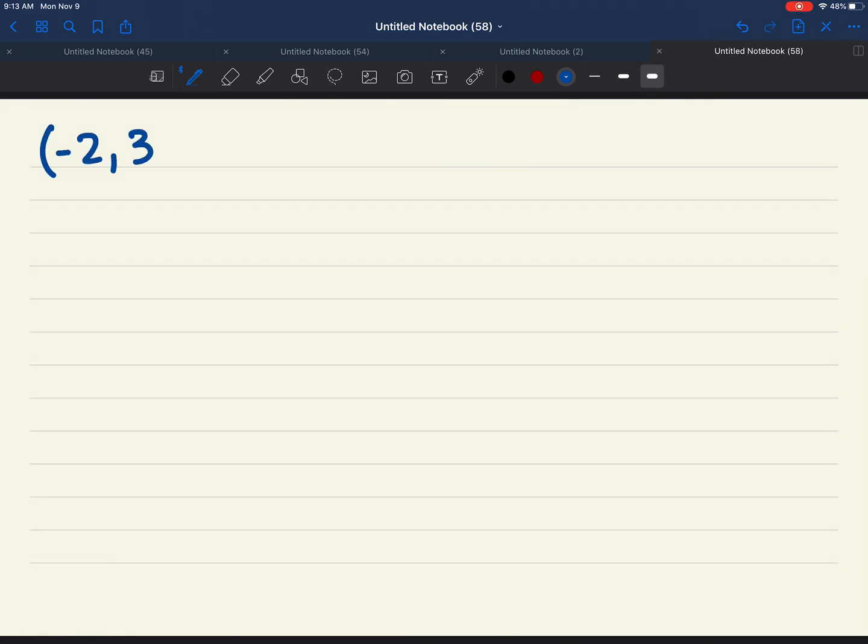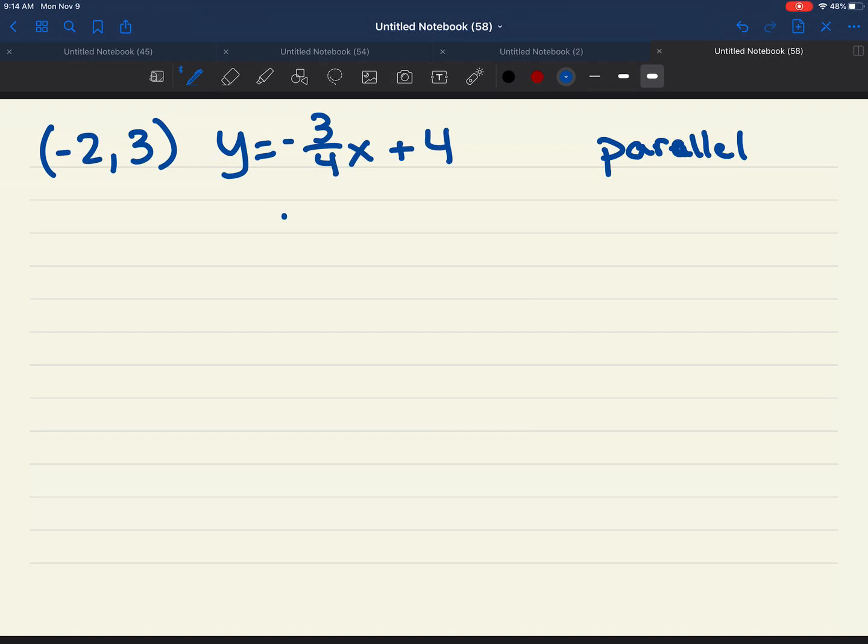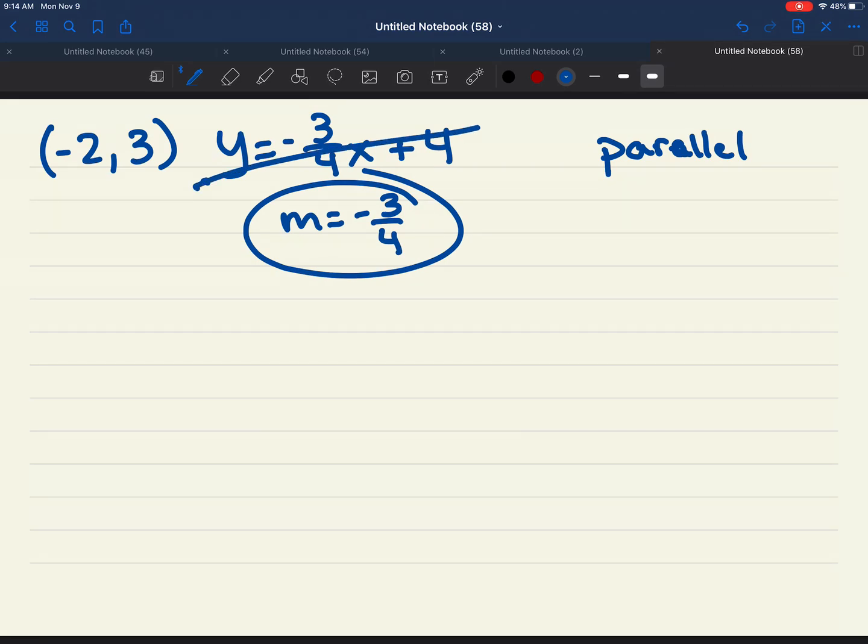Good. Okay. All right, let's look at (-2, 3) and an equation of y is equal to -3/4 x plus 1. So again, we're writing an equation that passes through the point and is parallel to y equals -3/4 x plus 1. Okay, first thing I need to do is just identify what slope I will be using. -3/4. Do I need anything else from that equation? No. I just need it for the slope.